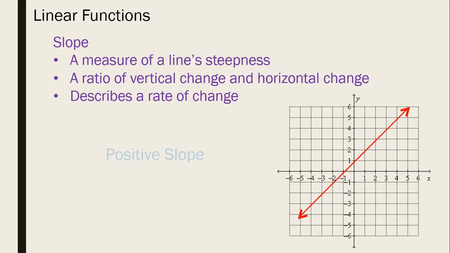The line that we see here would have a positive slope. The number that represents the slope would be a positive number. This line would have a number for slope that would be negative, so it has a negative slope. This line has a slope that's equal to 0, and this line has an undefined slope.